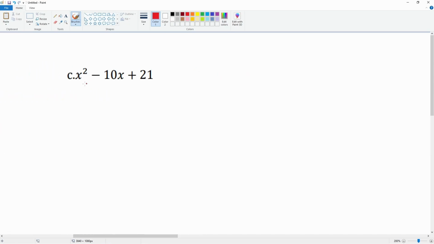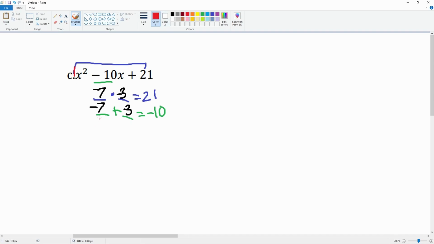C. We want to find two numbers here that multiply to make 21 and add up to this middle number of negative 10. Those numbers are 7 and 3. Both of them have to be negative for it to work. Negative 7 times negative 3 is positive 21. Negative 7 plus negative 3 is negative 10.